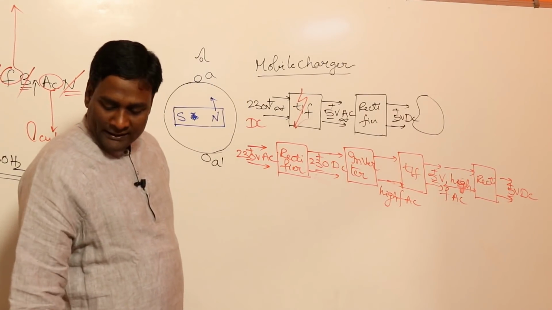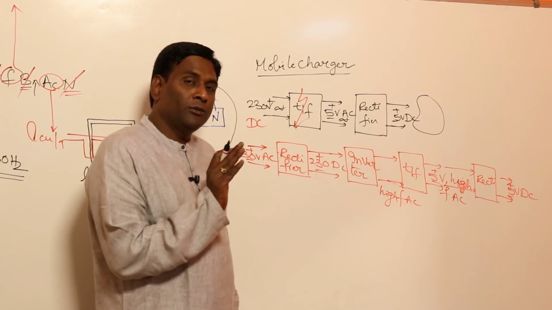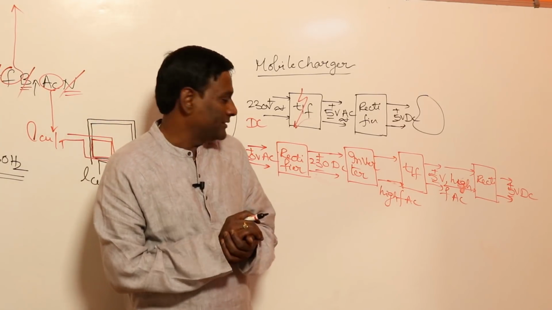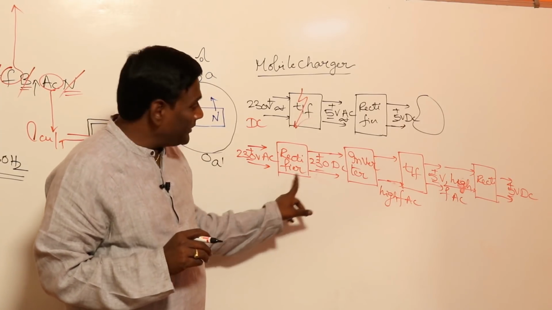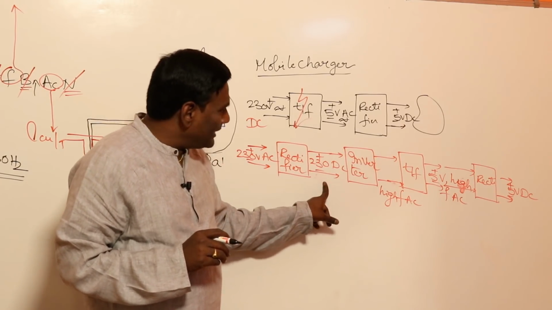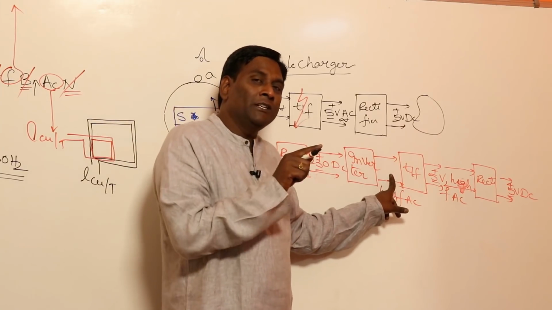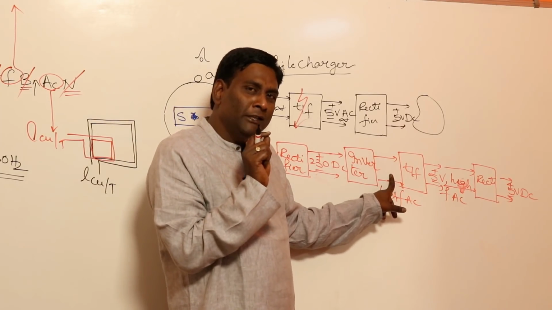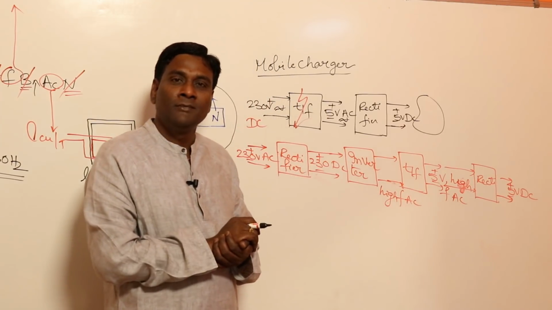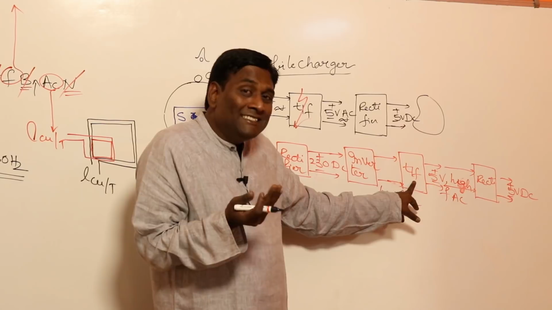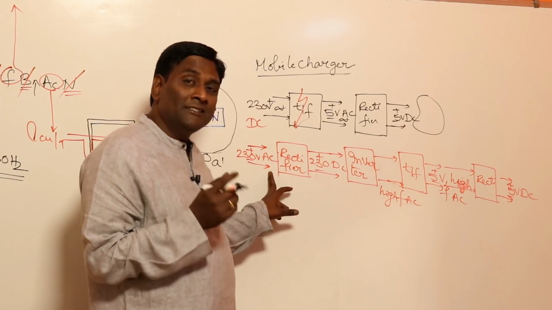Why are we doing all this? Let us see. For example, 230 volts AC is directly converted by using a rectifier into DC, and that DC is converted back into AC of very high frequency. The moment it is very high frequency, the size of the transformer is going to be reduced, because frequency can be increased.